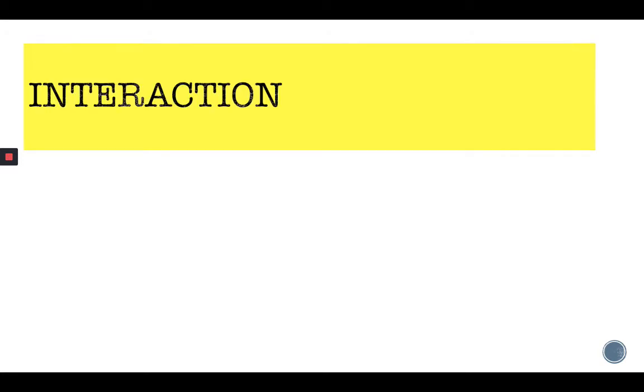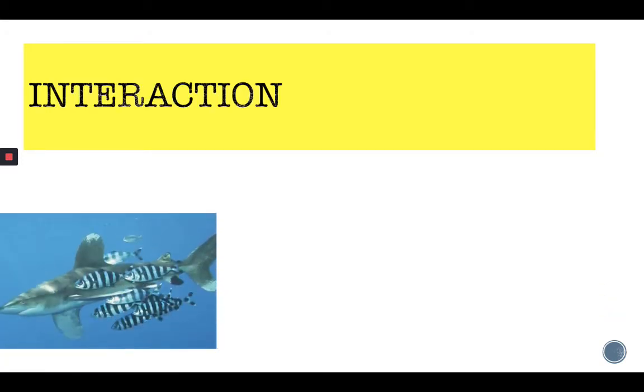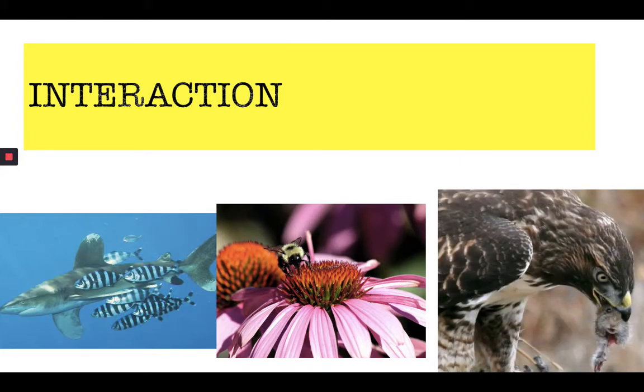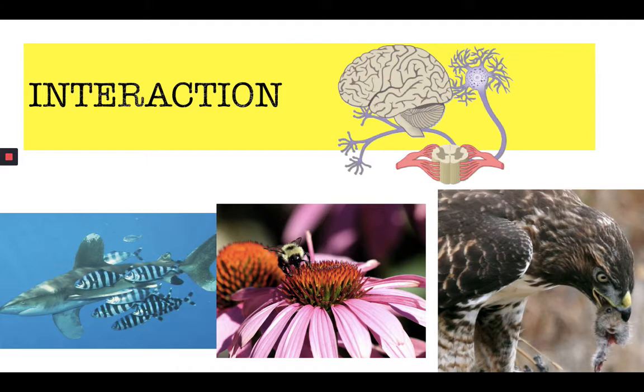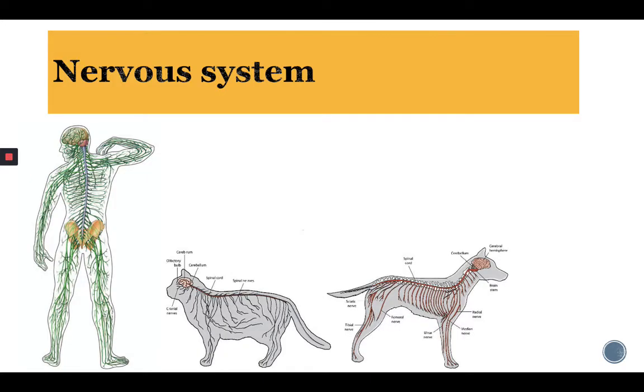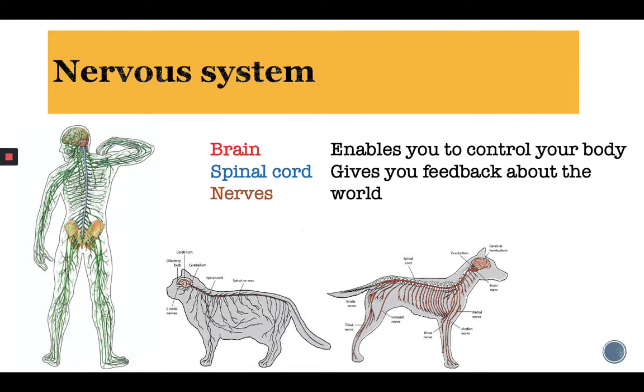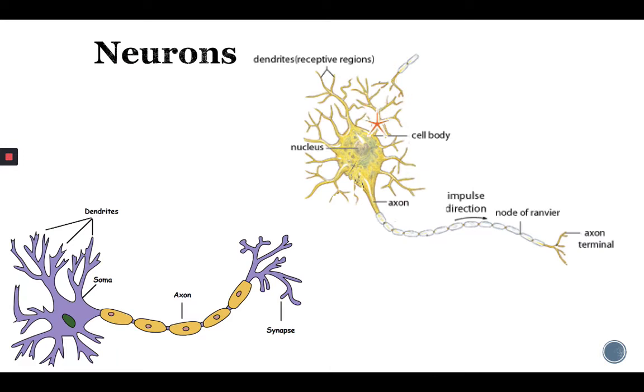And today our main focus is going to be animal interaction. Whether it's animal or other interactions, all of them involve response, and most of these responses are dealt with by the nervous system. Also today we're going to have a glimpse at the nervous system. The nervous system is made up of the brain, spinal cord, and nerves, both in humans and animals. It gives us control of our body, and it gives us feedback about the world.